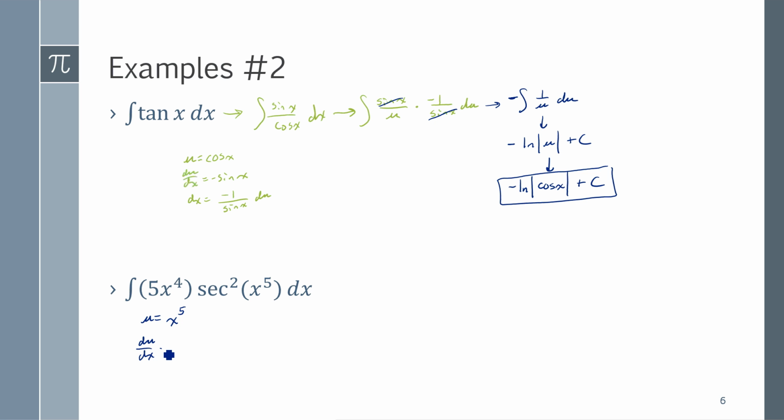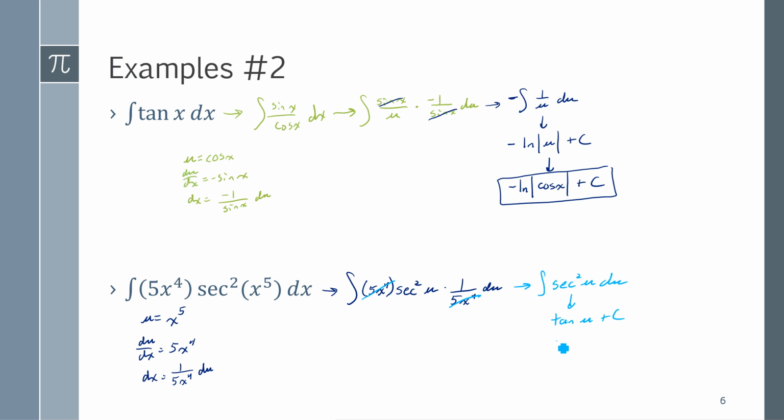du dx is equal to 5x to the fourth. So dx is equal to 1 over 5x to the fourth du. So when I do my substitution, nothing has replaced 5x to the fourth. I still have my secant squared, but now it's of u. And then dx is replaced by 1 over 5x to the fourth du. So the 5x to the fourths cancel. I'm left with just the integral of the secant squared of u, which would be tangent of u plus c, which is the tangent of x to the fifth plus c.